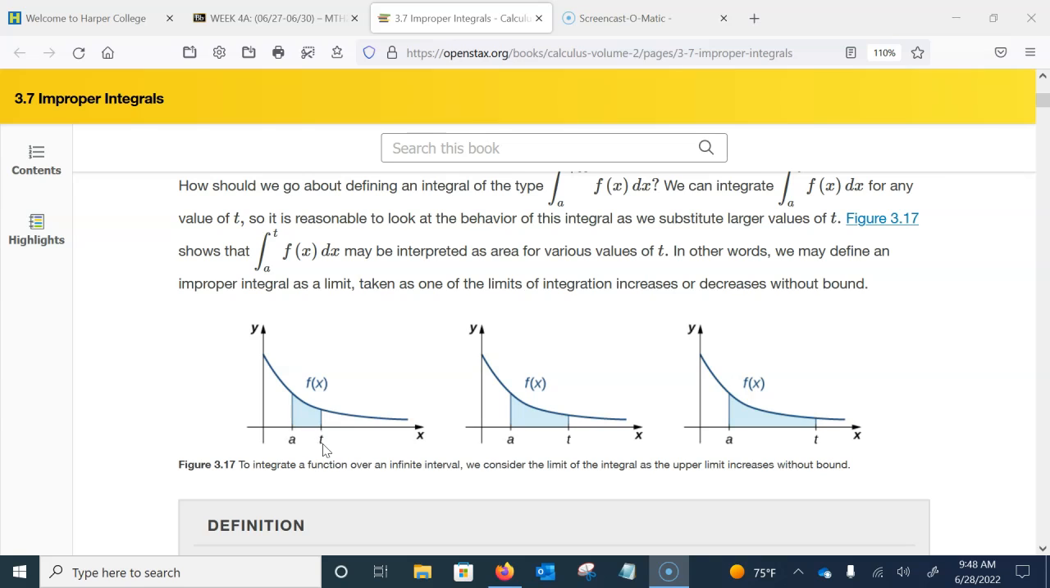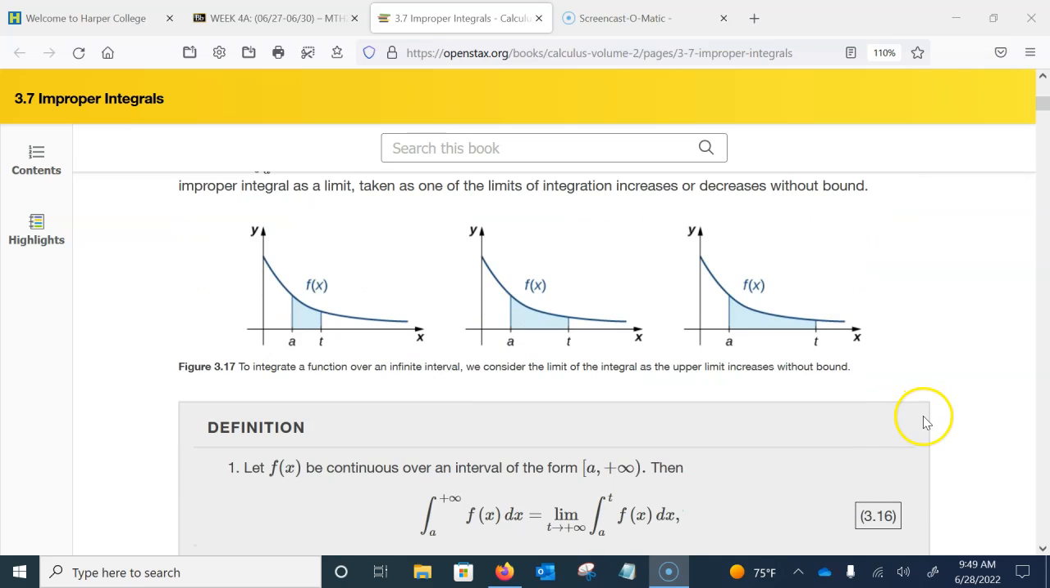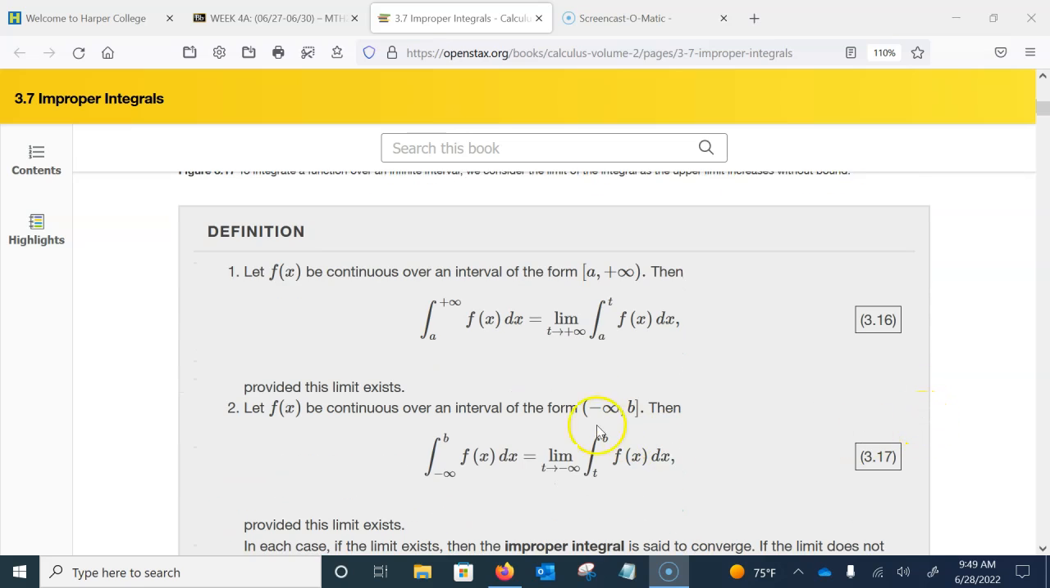So here t is, say, some fixed length, and then it gets further, and then further away from a. So we can treat this upper endpoint as a variable, and that variable can go to any distance that we want. And in the limiting case, we could have that t go to infinity.